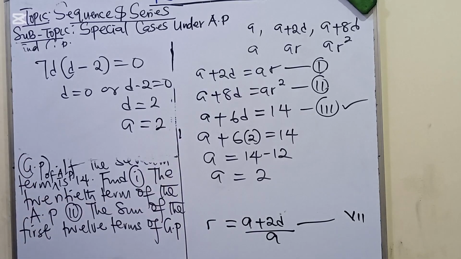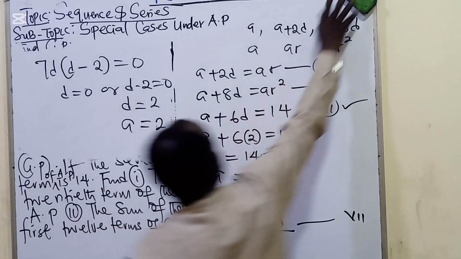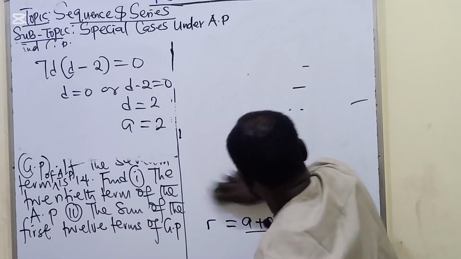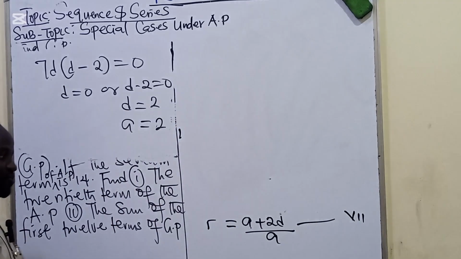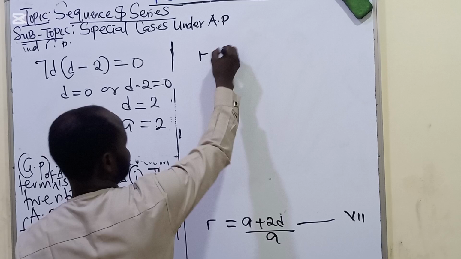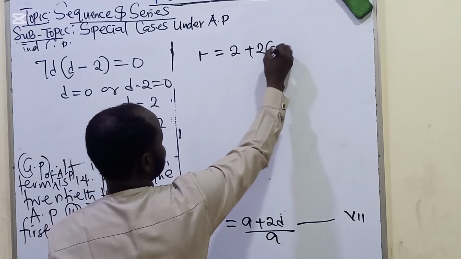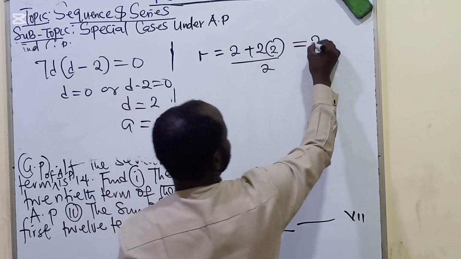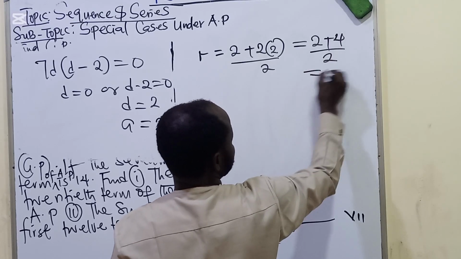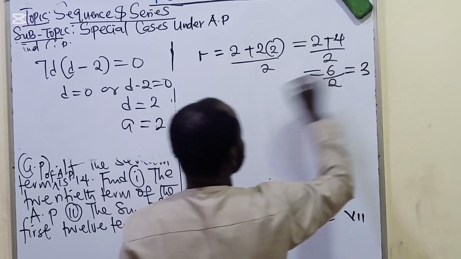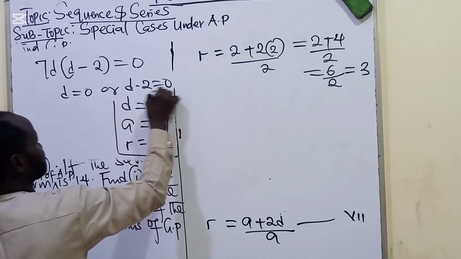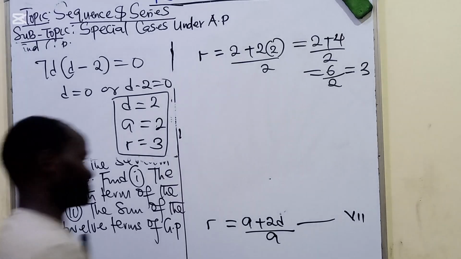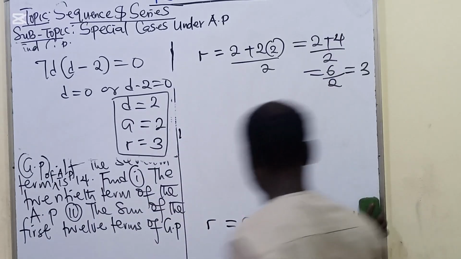So we can find the common ratio using equation 7 now. Let me clean this. The aim is to find the first term, the common difference, and the common ratio before we can solve this problem. So let's substitute. R now will be equal to a plus 2d divided by a: 2 plus 2 into 2, divided by 2. This will be 2 plus 4 divided by 2. This is 6 divided by 2, that will be 3. The common ratio now is 3. So these are the three pieces of information that we have to find. That is why it is very long. Very, very long. So we can clean this now.